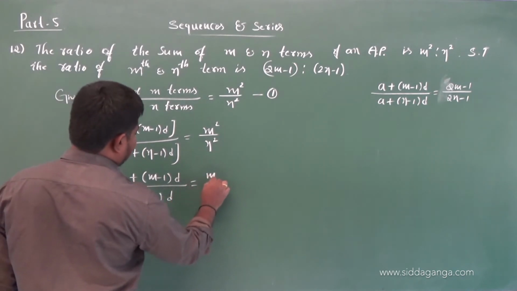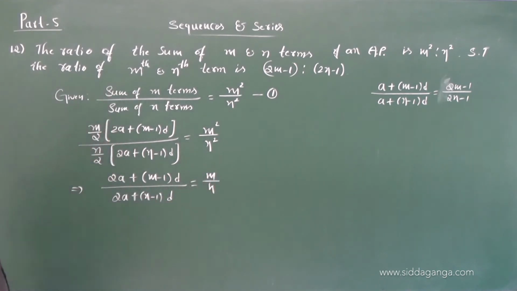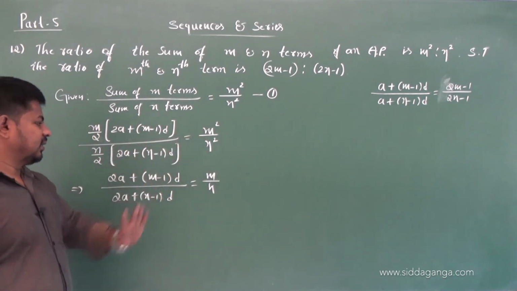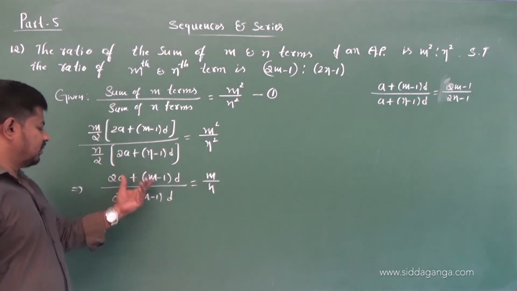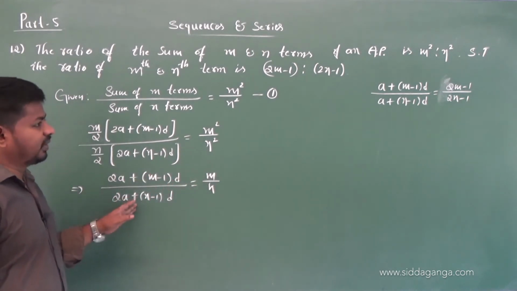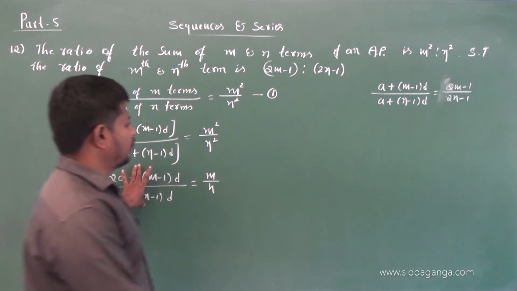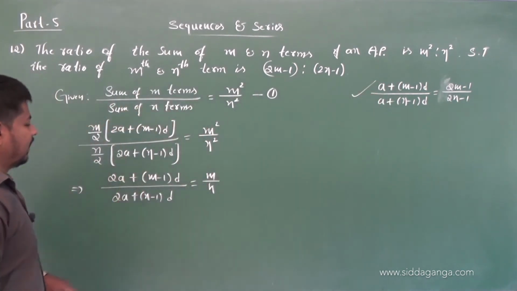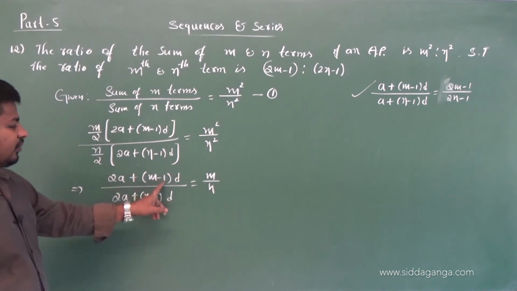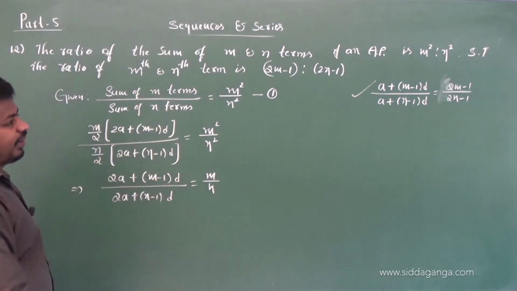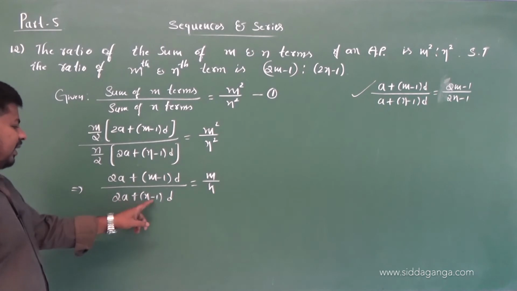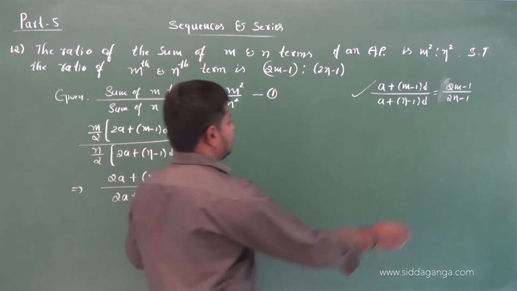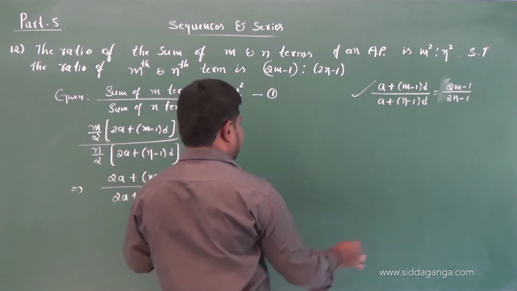This is equal to m by n. This is what remains now. Now you have to make this, in this place you have to get this. That's the thing here. In place of 2a plus m minus 1 into d, you have to get a plus m minus 1 into d. In place of 2a plus n minus 1 into d, you have to get a plus n minus 1 into d. In place of m, you have to get this, and in place of n, you have to get this.